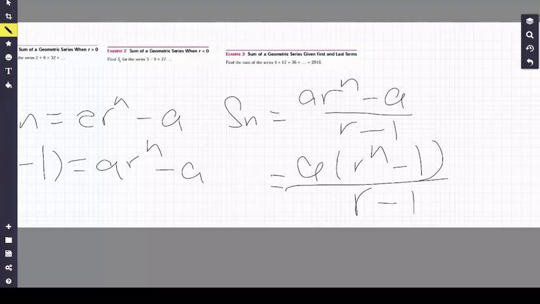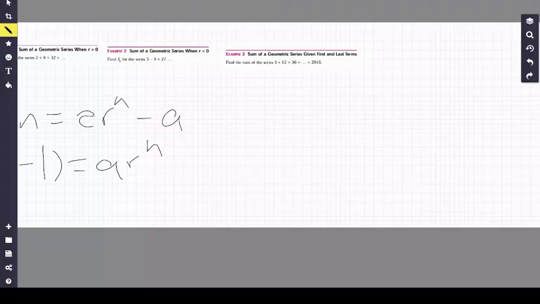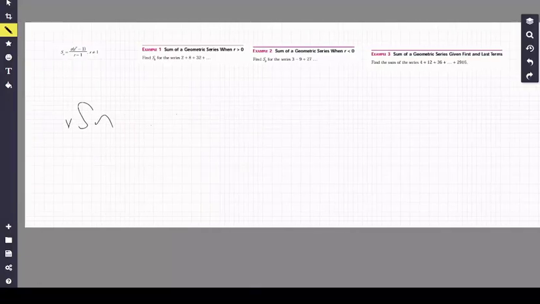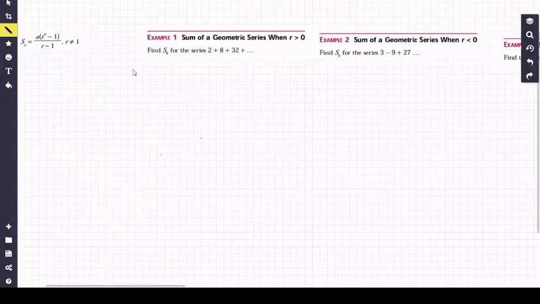So let's go ahead and use this formula to calculate the sum. This is pretty simple. We're trying to find the sum until the 8th term, so n equals 8.